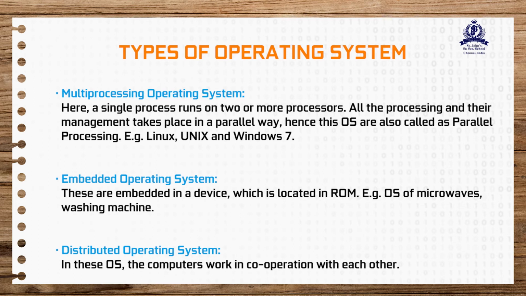And the last one is a distributed operating system. In this operating system, the computers work in cooperation with each other. That is, two or three operating systems cooperate with each other and do their task. So these are the different types of operating systems available.